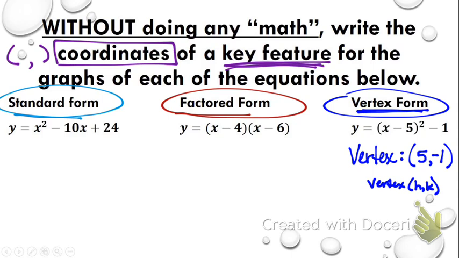But the vertex form equation has x minus h in it. So we're always like, ignore the minus sign. That's your h. So that means if you see a plus sign, it's really a negative there.